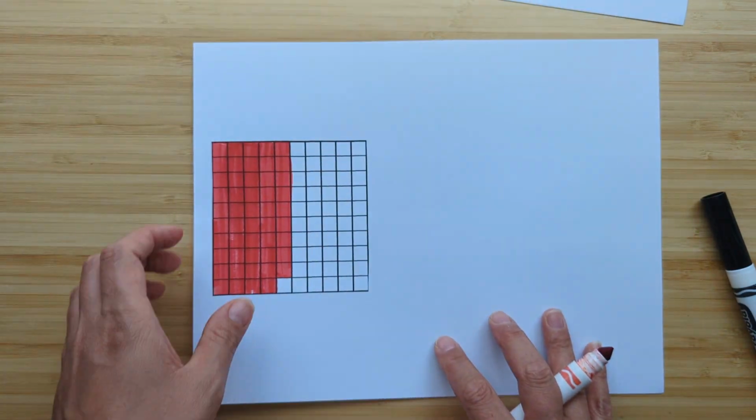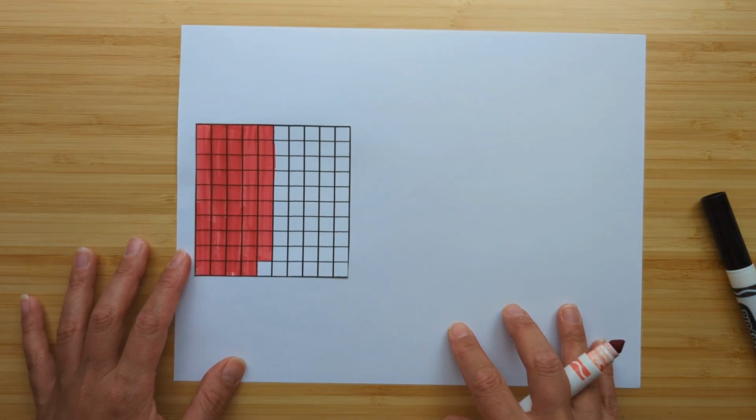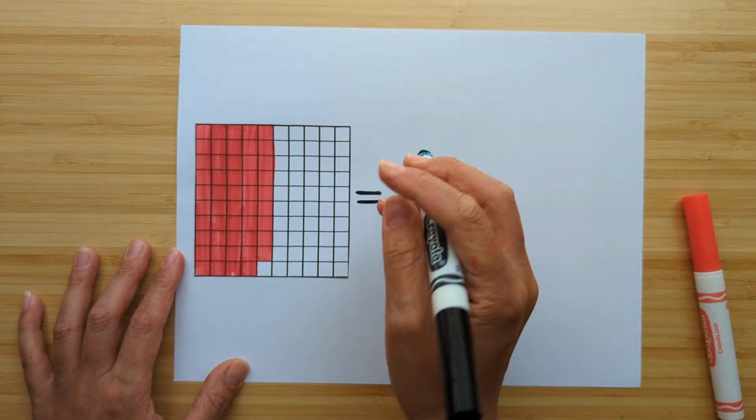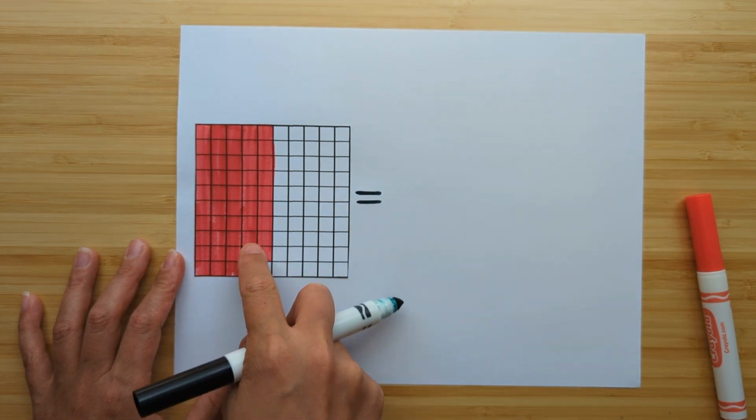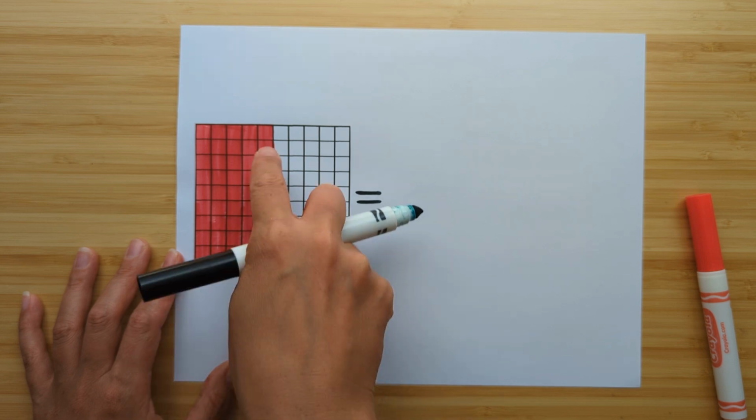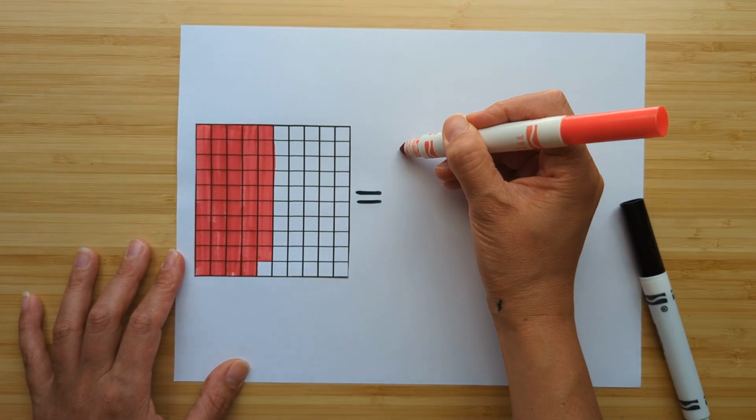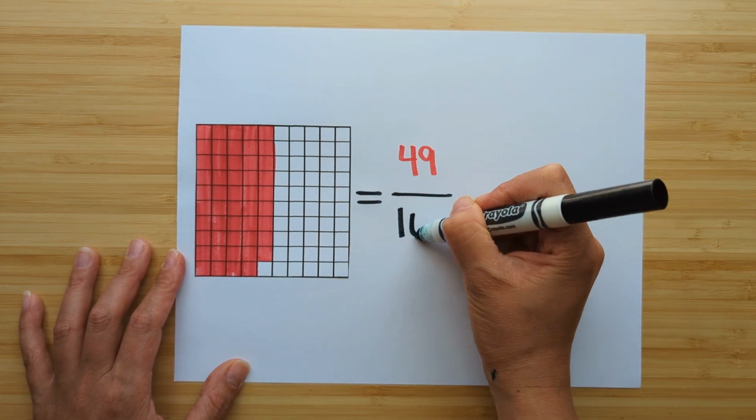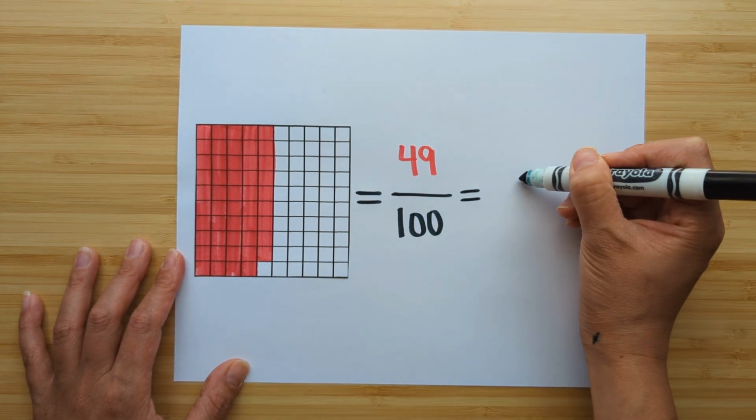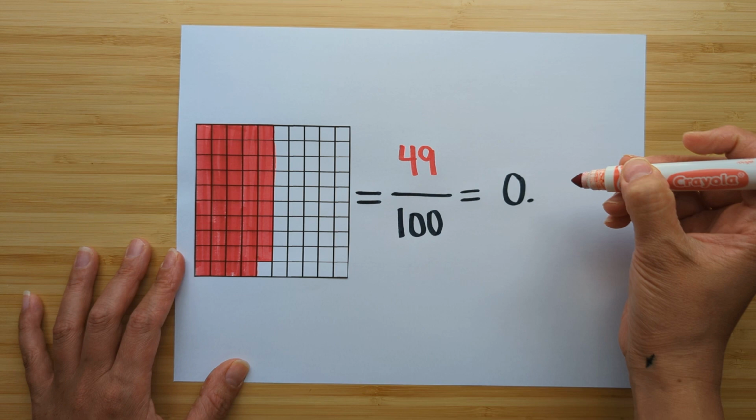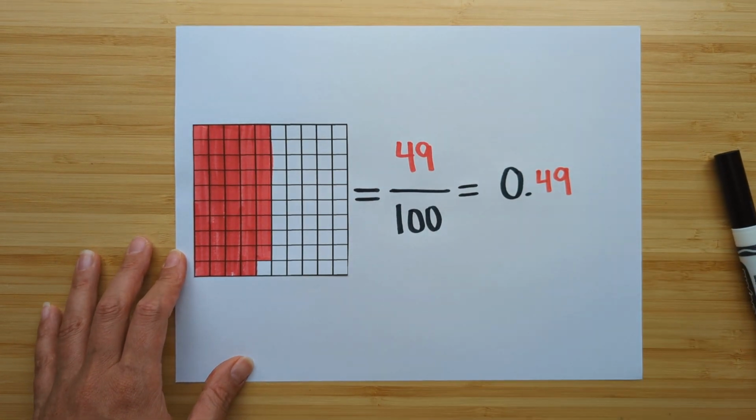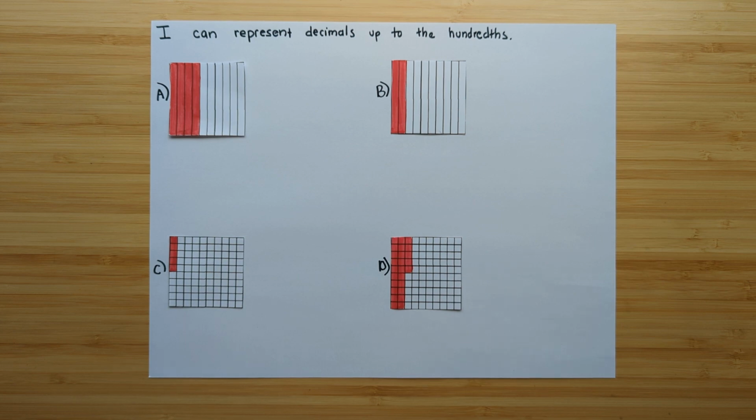Okay, let's do one more of these. One whole divided up into 100 equal parts. This time, let's see how many are being represented. 10, 20, 30, 40. I know 1 less than 10 is 9, so 49. 49 out of 100, so 49/100ths. And I know as a decimal, it can be represented as 49/100ths. All right, let's review really quickly.